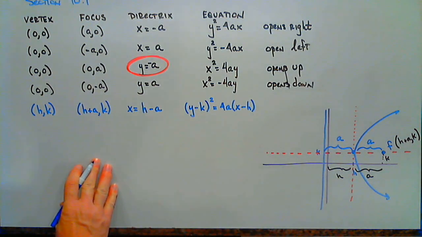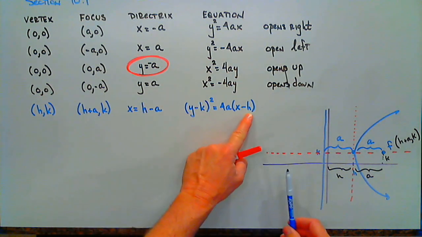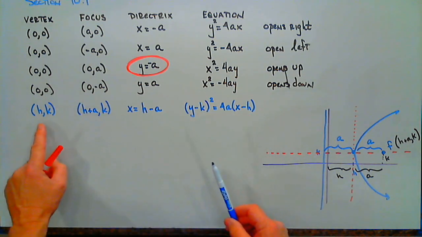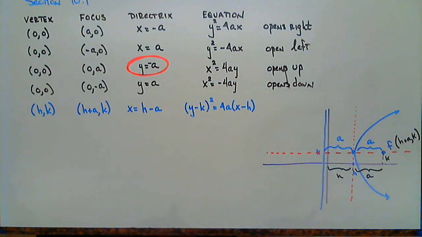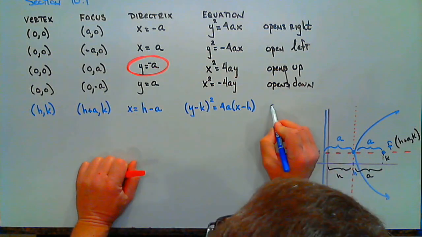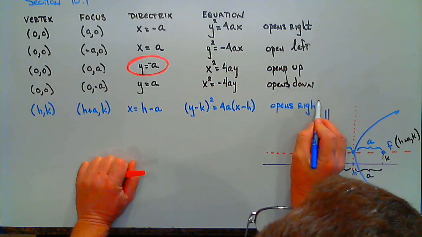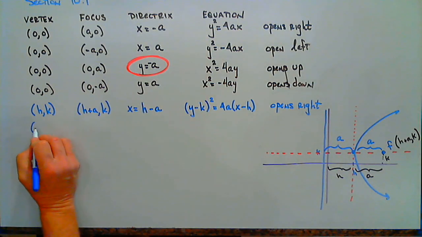Just like it was back in Algebra 2, we're going to put the minus h, minus k. The h is the x, so it's going to be x minus h. The k is the y, so it's going to be y minus k. That's going to be our equation. So this one opens right. Now, we're going to write down the other ones.